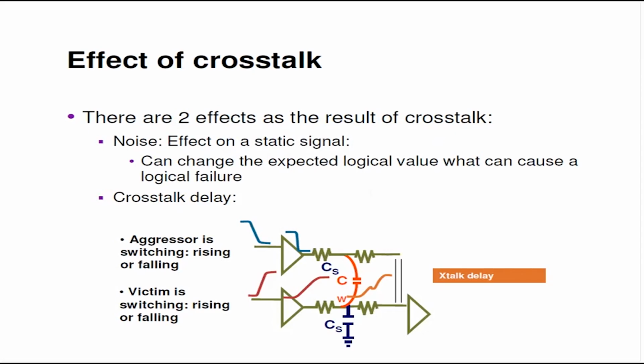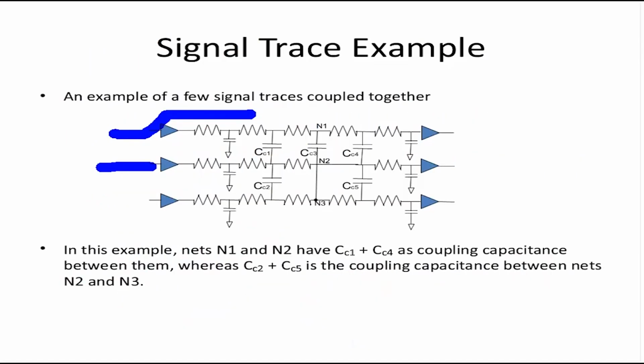So crosstalk is nothing but the non-trivial coupling capacitance, and there are two effects. One is noise, the other is crosstalk delay. What is noise? In both the noise and crosstalk delay cases, there is one aggressor line. Aggressor line means the one that is changing its value. This aggressor line has a coupling capacitance with respect to a victim line. Let's say N1 is the aggressor, changing its value, and N2 is holding its value, static either at 1 or 0.